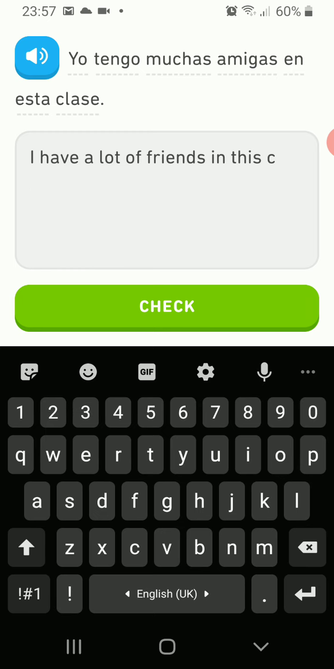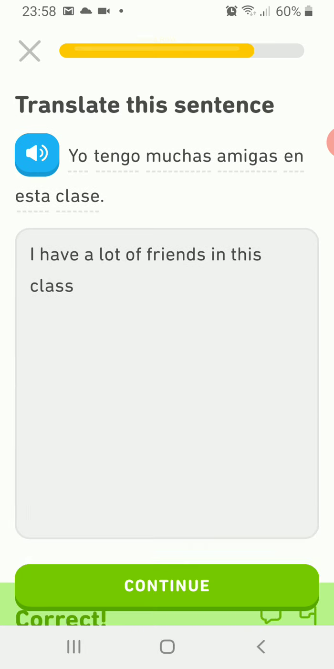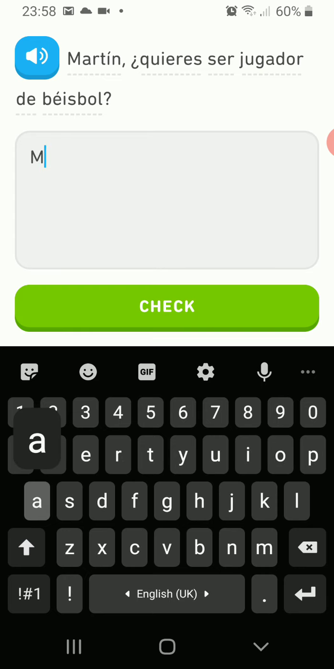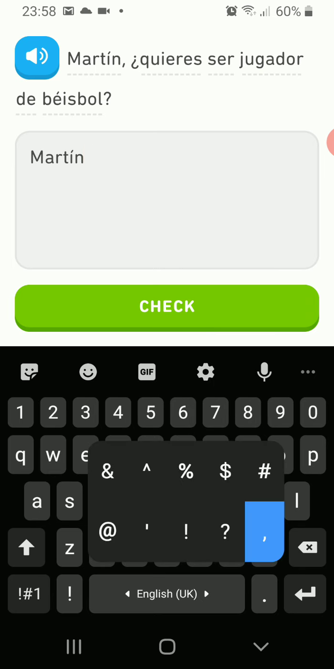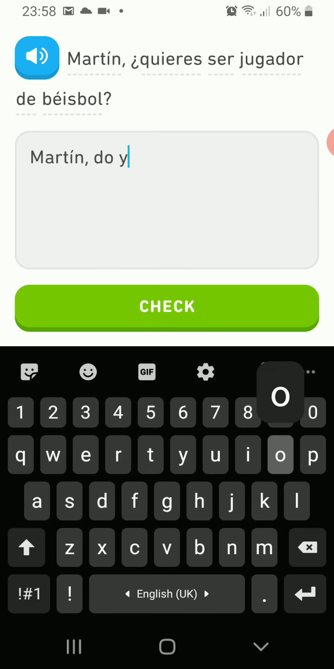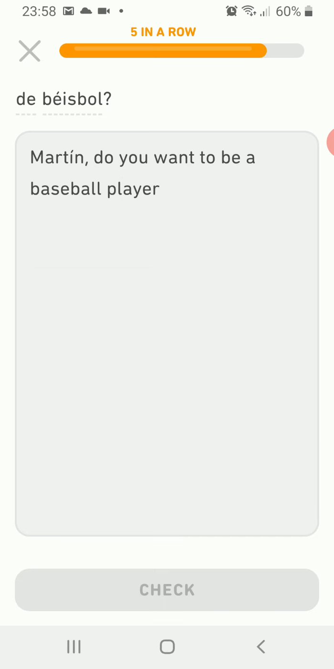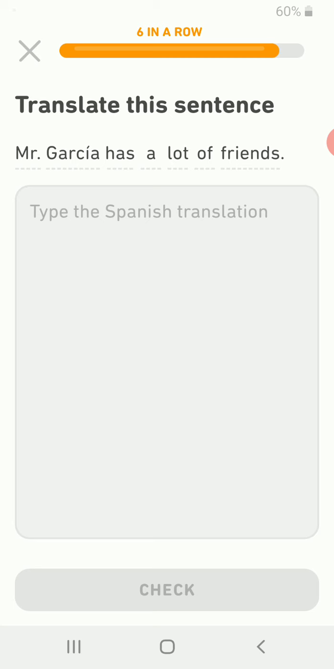Now I have to write it correctly. Martín, ¿quieres ser jugador de béisbol? This is where I made a mistake previously. Martin, do you want to be, so ser, a baseball player? That's how you ask it.